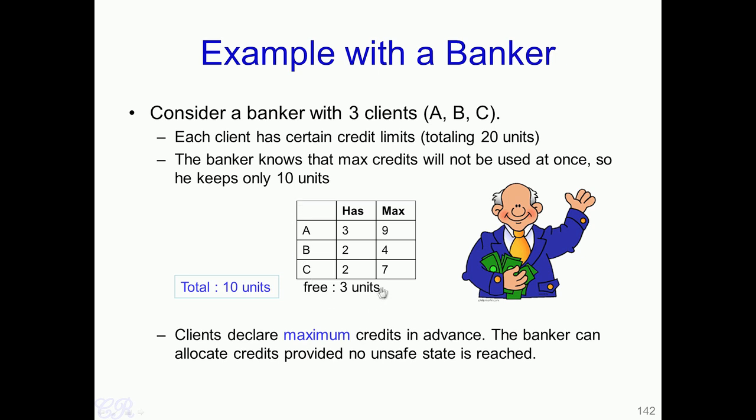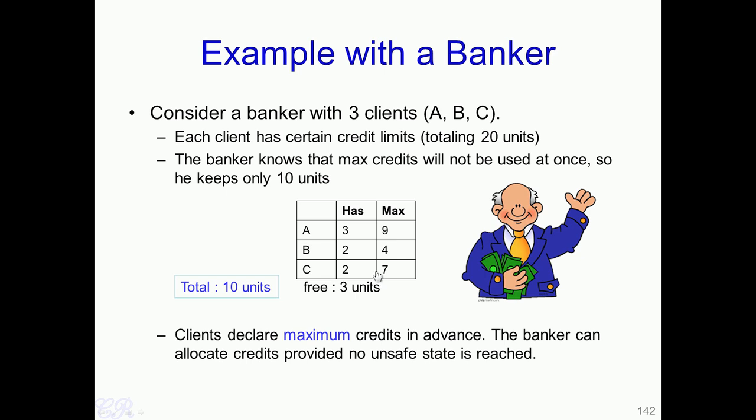To see what this means, let us consider this table with the 3 clients A, B and C, and each client has in his account some units. So, for instance, A has got 3 units, B has got 2 units and C has got 2 units. So, that is a total of 7, and since the banker only keeps 10 units, the remaining 3 units are free and not allocated to any of the clients.